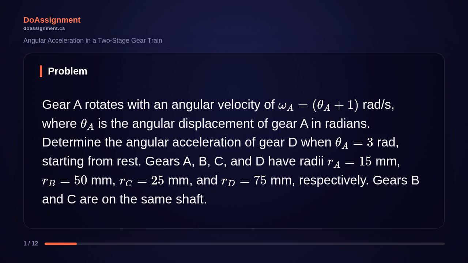Gears A, B, C, and D have radii RA equals 15 millimeters, RB equals 50 millimeters, RC equals 25 millimeters, and RD equals 75 millimeters, respectively. Gears B and C are on the same shaft. Now let's work through the solution step by step.